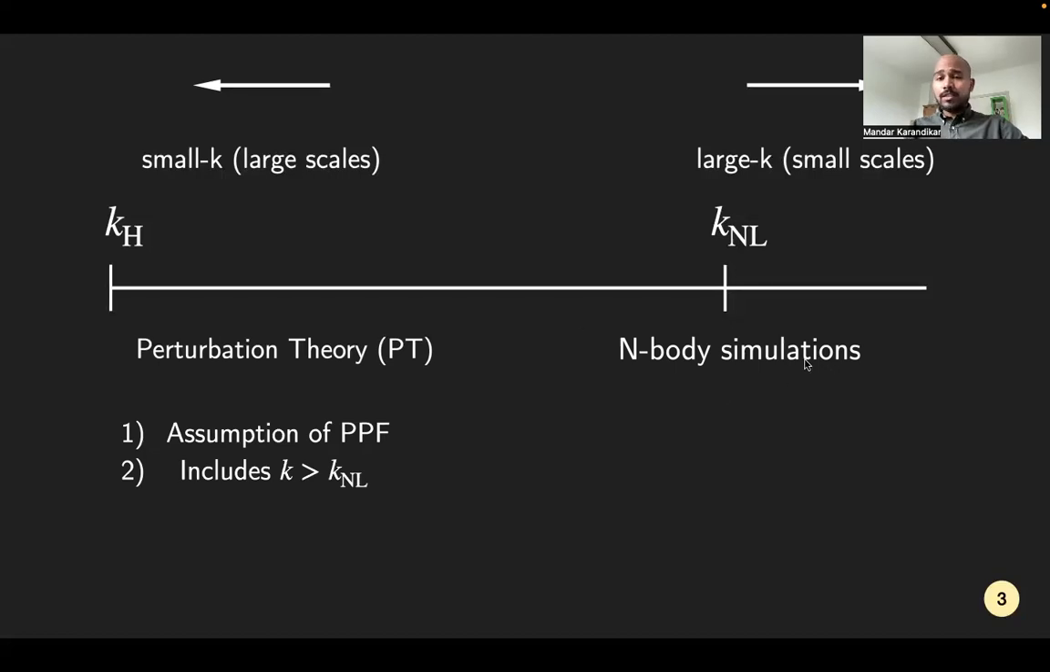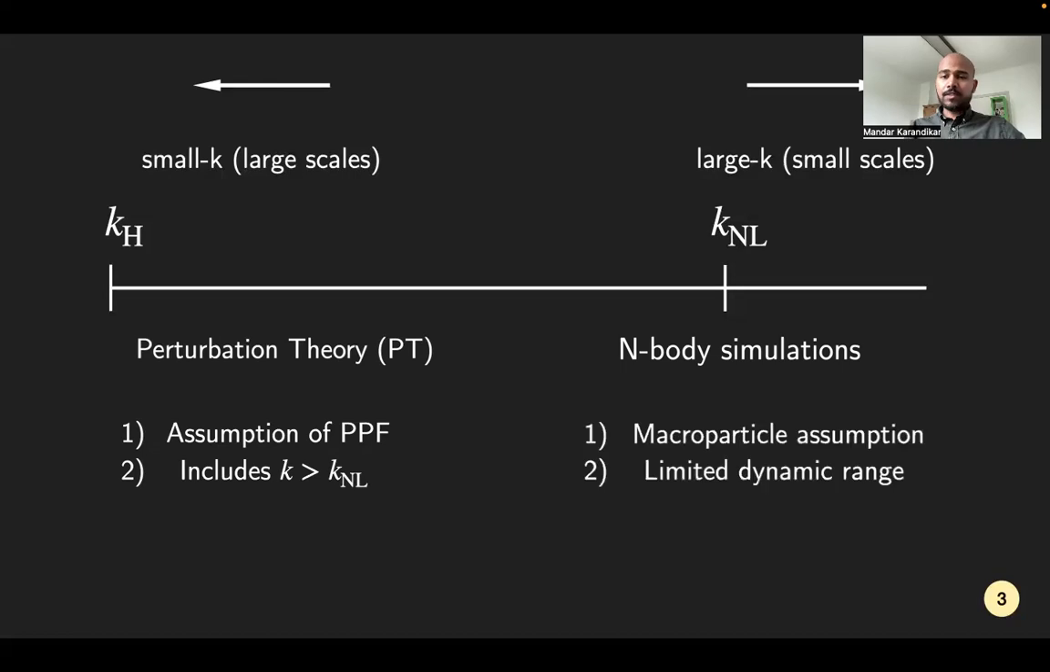Then you have n-body simulations, which make the macroparticle assumption, so they're only approximate. They also have a limited dynamic range in the sense that you cannot resolve the small scales and the very large scales simultaneously. So with this background in mind, if you're interested in an intermediate scale, k, which is just outside the reach of perturbation theory, or at least in a regime where PT is not so accurate, and also so large that n-body simulations cannot resolve them very well, then there could be a way of combining the powers of these two so that you can extend the perturbative predictions to larger wave numbers.